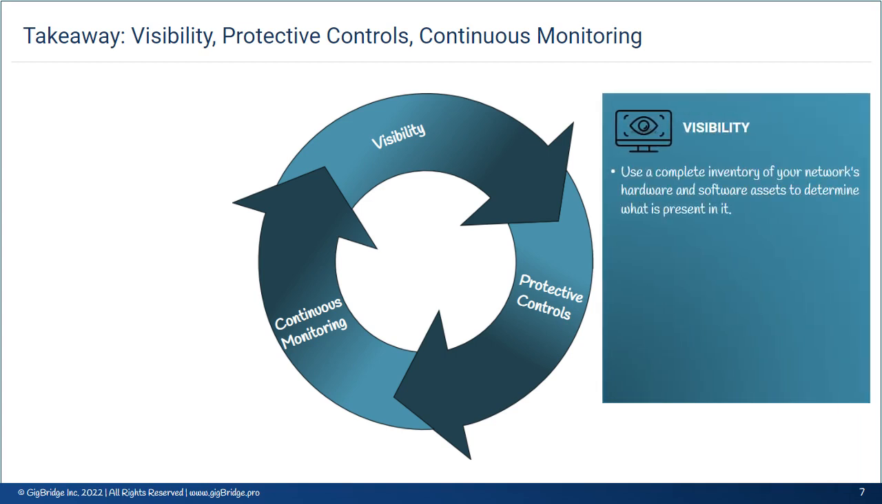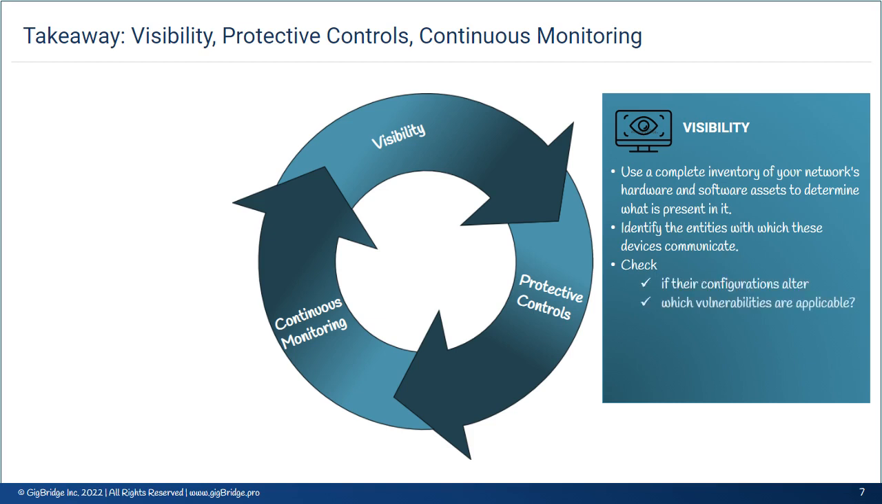Visibility. A complete inventory of your network's hardware and software assets will allow you to identify precisely what is on your network. Know with whom these devices are communicating, whether their configurations are changing, which vulnerabilities are applicable, and what their logs are revealing. Visibility begins with a comprehensive asset inventory, but also includes numerous other lenses for understanding the risk posture of an industrial network.